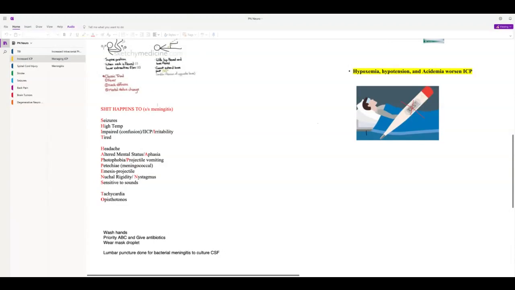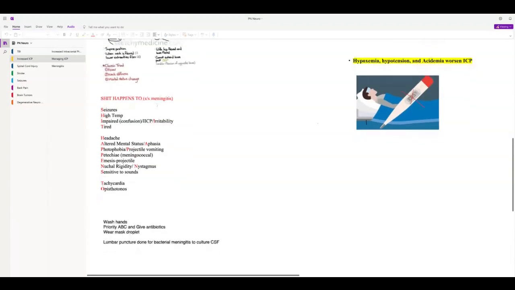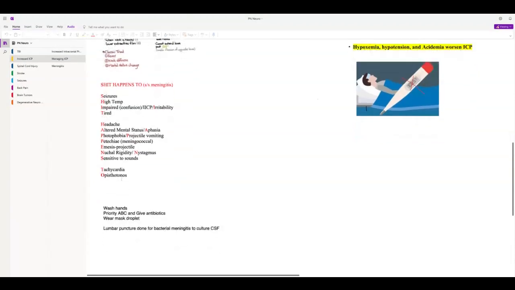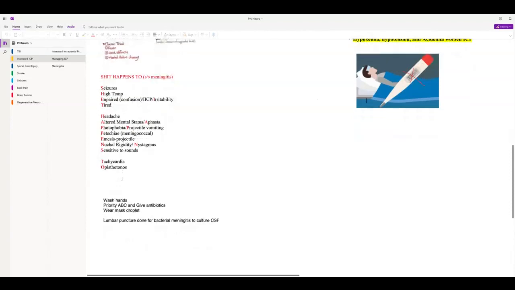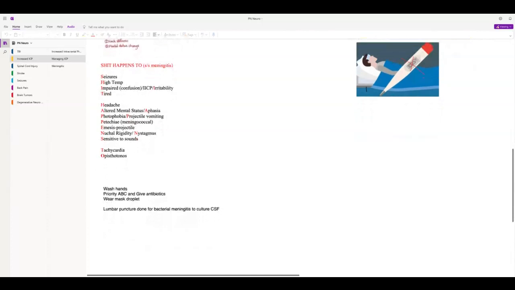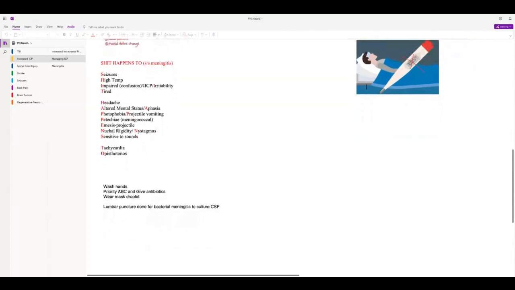Tachycardia. And this word opisthotonus, you don't have to know that. That's like another type of posturing. You can Google it. It's pretty interesting. Make sure you wash your hands. Obviously, if you suspect somebody has this, you get them in a room by themselves and institute droplet precautions.